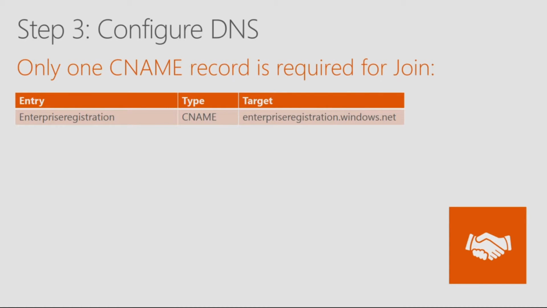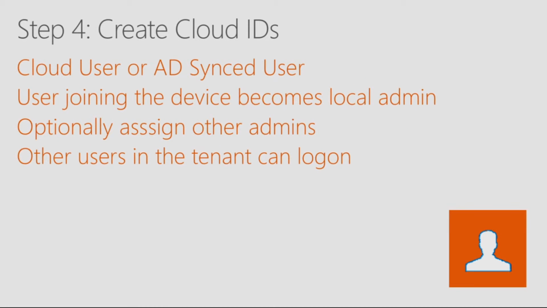For the DNS part, it's kind of simple. For Azure Domain Join, you only need one DNS entry. Of course, when you start working with Office 365, there's a number of DNS entries that are required to make your mail work and Skype work and SharePoint and everything. But for device registration, it's only this that you need. So that's the first part. Then there have to be users in Azure Active Directory.